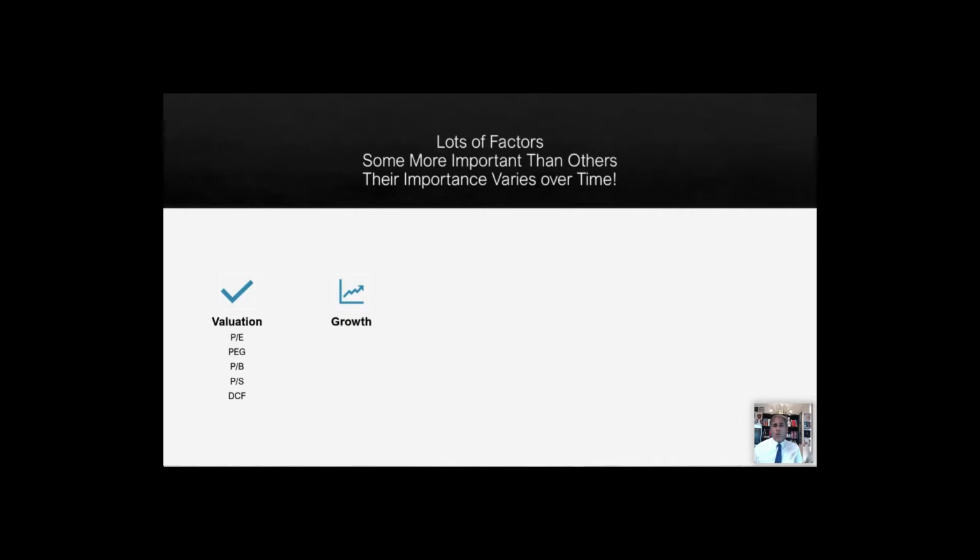Okay. We want high growth companies, revenue growth, because we know greater revenue is better than lower revenue. But there's many different ways of measuring revenue as well. So how do we pick?